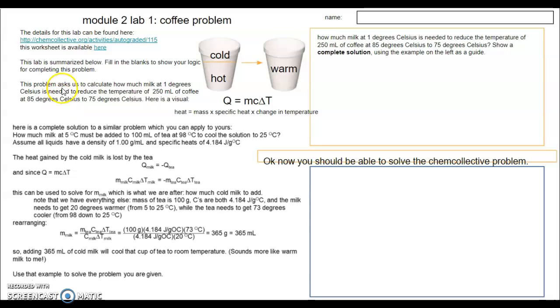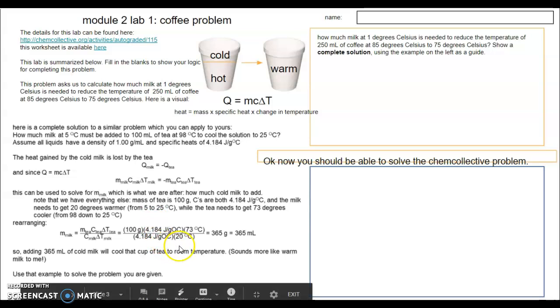So I thought it might help if I read through this. If you prefer just to read this on your own and make sense of it, then fine, you don't need this video, but I'm going to go through it. Here's a complete solution to a similar problem.